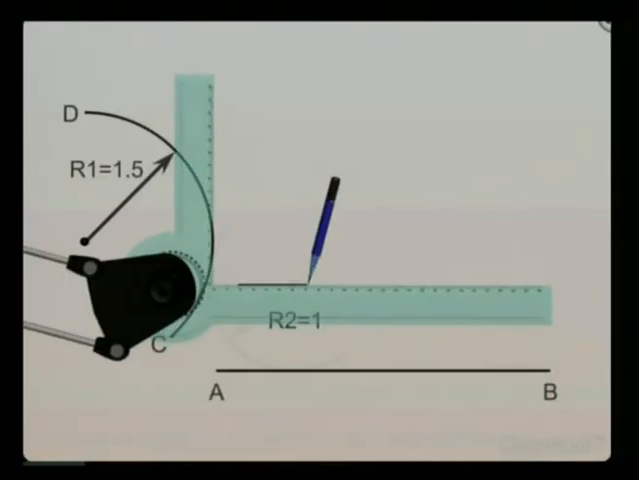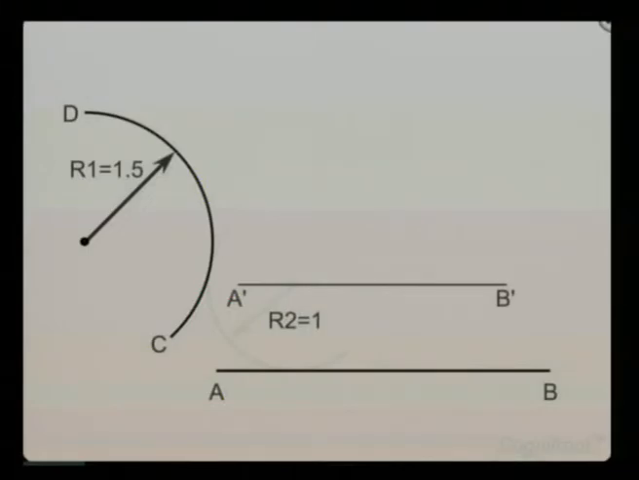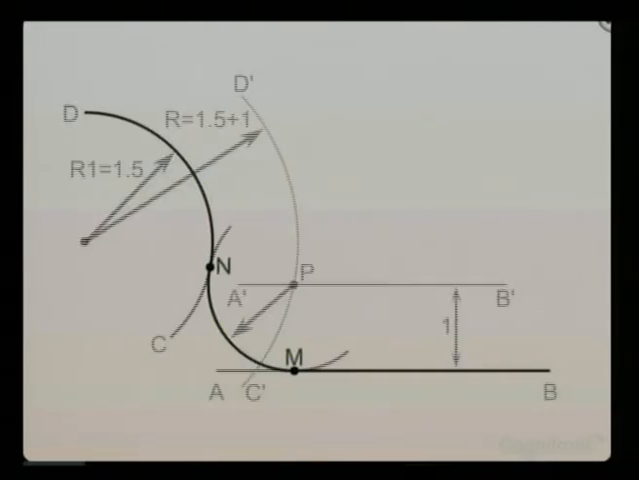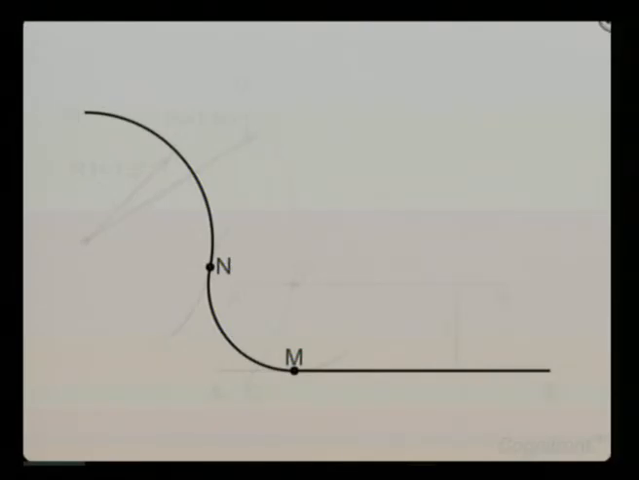For that, draw a line A' B' parallel to the given line AB at a distance of R2. Now with center of arc DC, draw an arc D' C' of radius equal to R1 plus R2. This arc D' C' intersects the line A' B' at a point P. With P as center and radius of R2, draw the final arc. This arc meets the line AB at point M and arc DC at point N. MN is the required tangent arc. Pretty easy, isn't it?